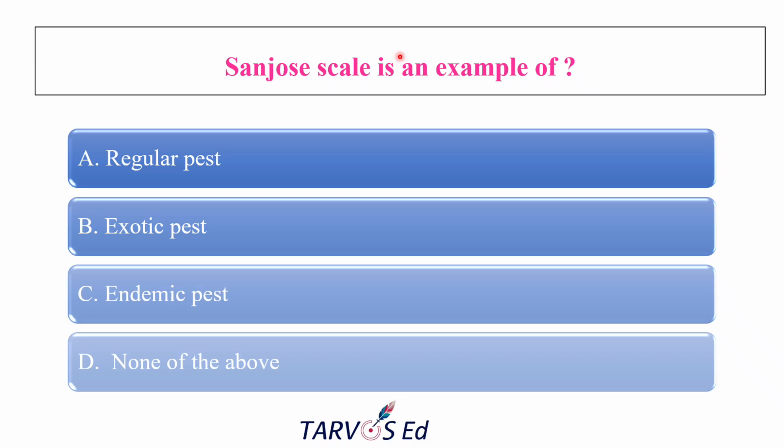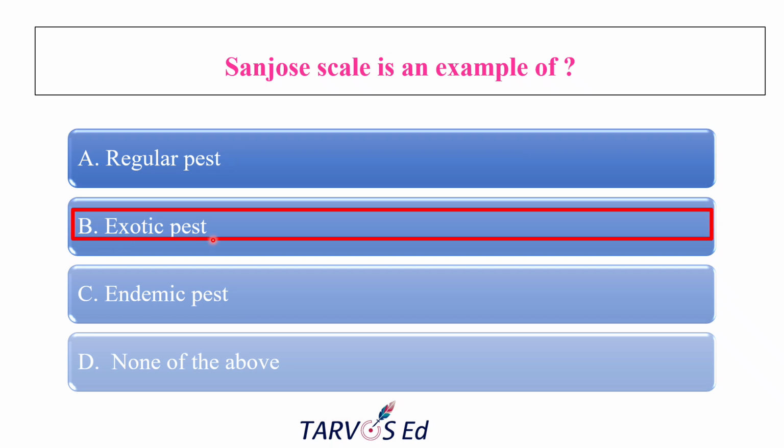Okay, so it is a serious sap-sucking pest of apple, pear, peach, and other fruit trees. So what kind of pest is it, they asked. And the correct answer is San Jose scale is an exotic pest. What does it mean? This pest is not native to the country or region. It was introduced accidentally from other countries. That is the meaning of exotic pest.